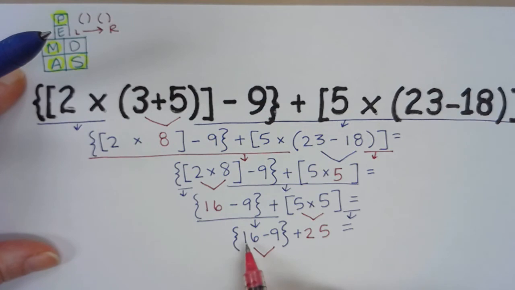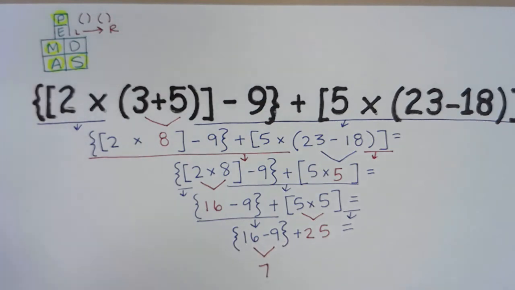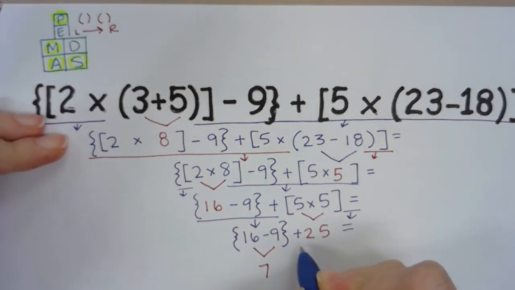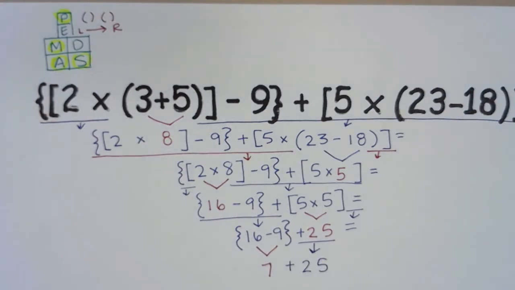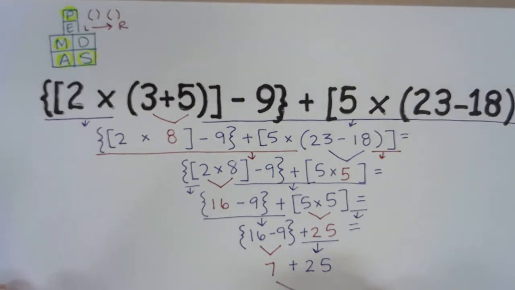So here I am, still working with grouping symbols. I have 16, take away 9, gives me 7. I'm going to bring down my 25. And here for my very last step, I have 7 plus 25, and I finally get my answer of 32.